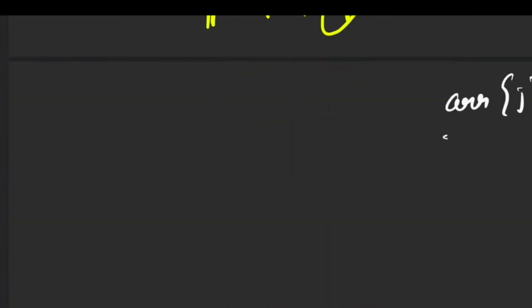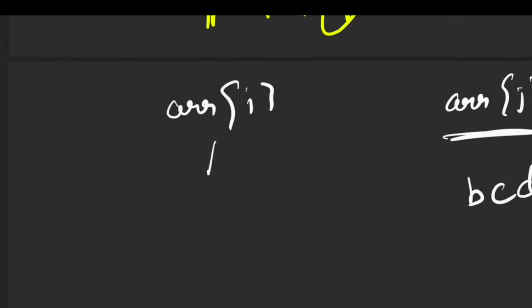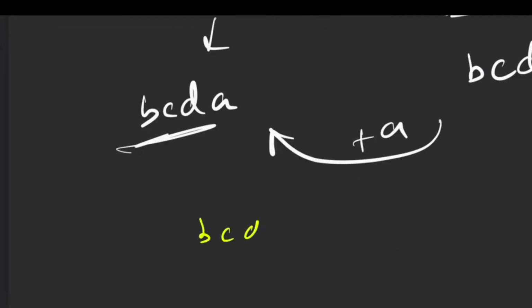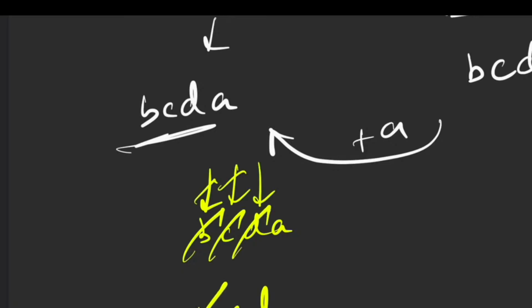Assume array of j, like the previous one, to be BCD, and array of i to be BCDA. This is possible, because if you insert A, this is possible. So instead of checking this, you're checking, is it possible or not? Now what you do is, you say BCDA, let's keep a pointer. BCD, let's keep a pointer. B and B match, let's move. C and C match, let's move. D and D match, let's move. Over here we are at A. A does not match, so let's move.